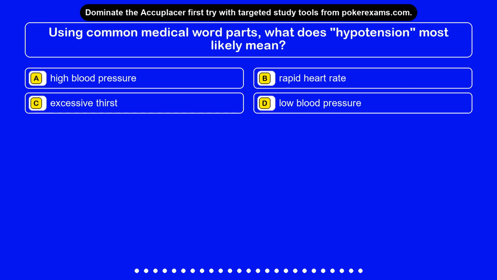Question 23. Using common medical word parts, what does hypotension most likely mean? Option A. High blood pressure. Option B. Rapid heart rate. Option C, excessive thirst. Option D, low blood pressure.